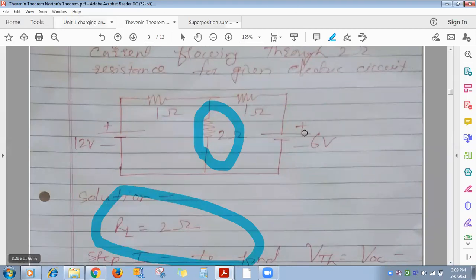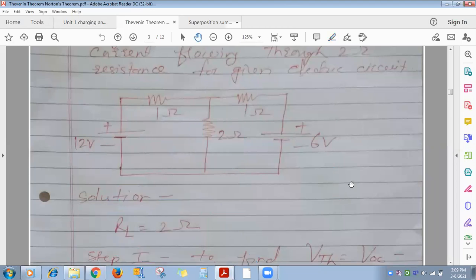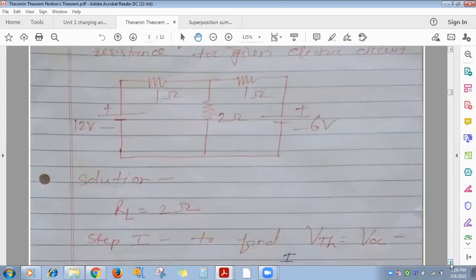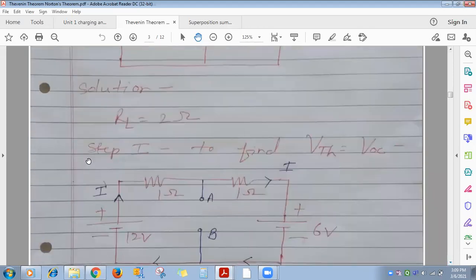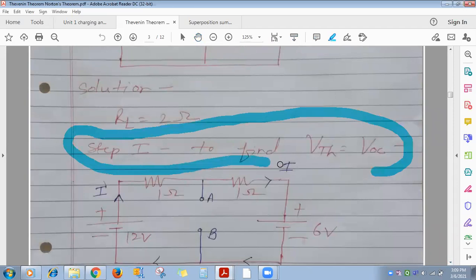Next, what is the first step? Step 1. Short the 2 ohm? No, remove the load, the 2 ohm. You don't have to short it. You have to make it open. Remove it. So step 1, you have to find the Thevenin's equivalent voltage, that is VTH, VOC.